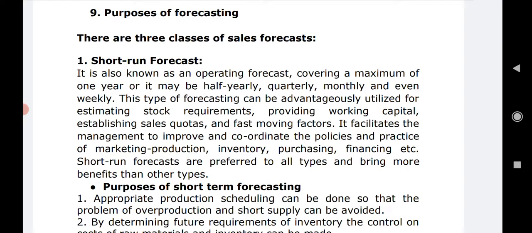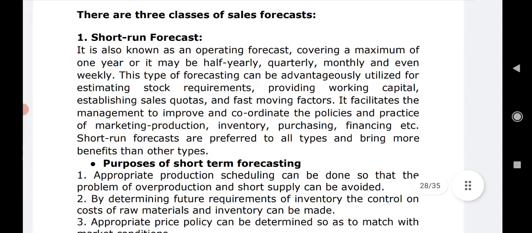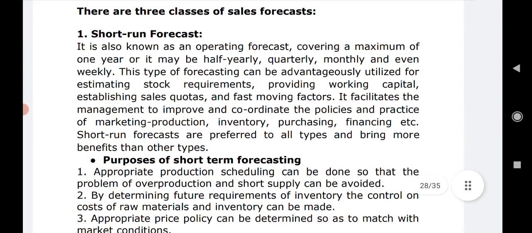So there can be a kind of short run forecast, right? It is also known as operating forecast, and covering a maximum time period of 1 year, or it may be even for 6 months, half yearly, quarterly, or even on a monthly or a weekly base. So that type of forecast is known as short run forecast, right?